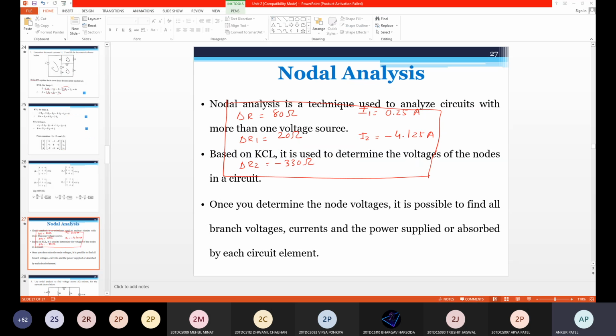So I complete this mesh analysis here. One minute, wait.